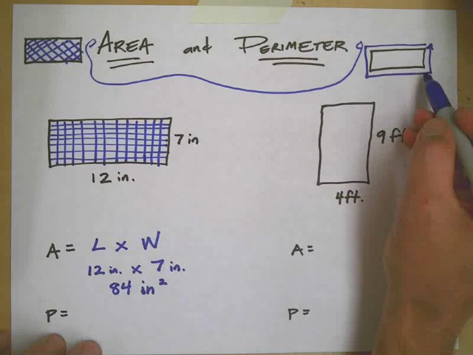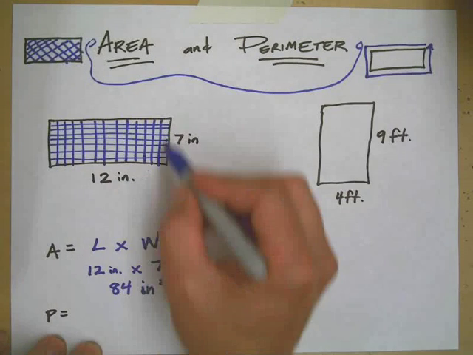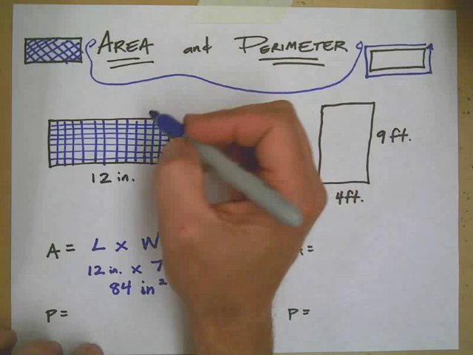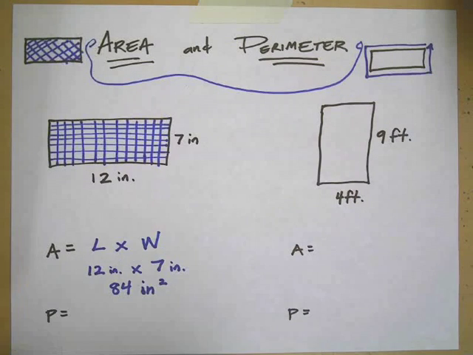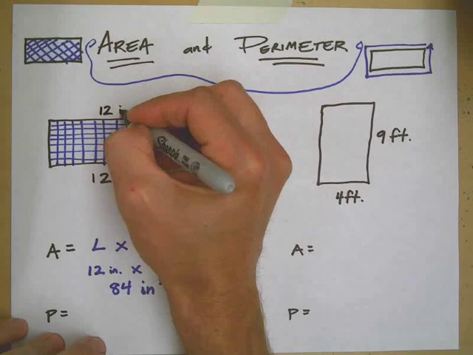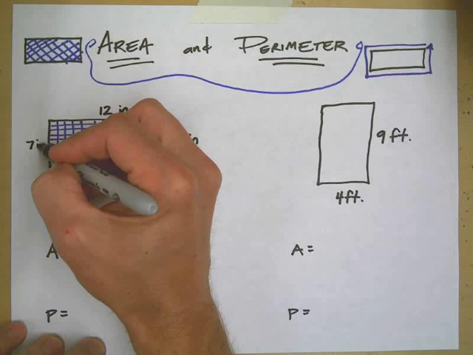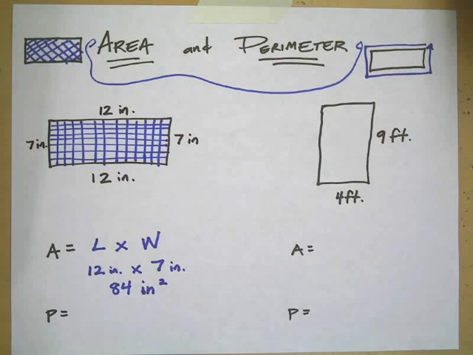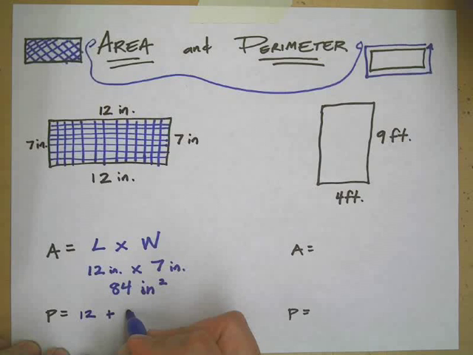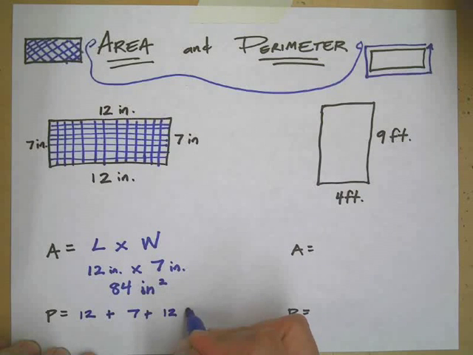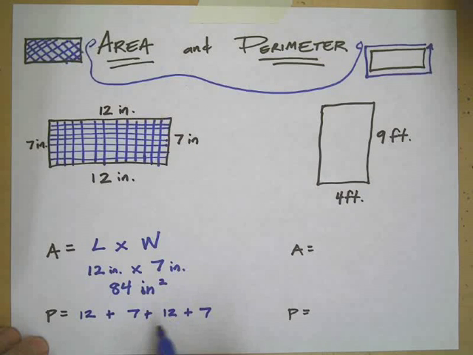Perimeter, on the other hand, as we see in this graphic right here, is the distance around. Now, knowing that rectangles have opposite sides equal, I know this top side is also 12 inches, and the opposite side here is 7 inches. So if we add up all of our sides, 12 plus 7 plus 12 plus 7, well, I know 12 and 12 is 24, and 7 and 7 is 14, so I will have a total of 38 inches.